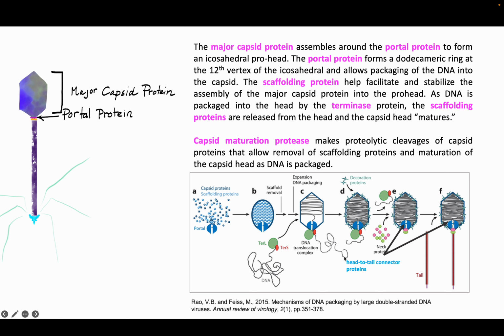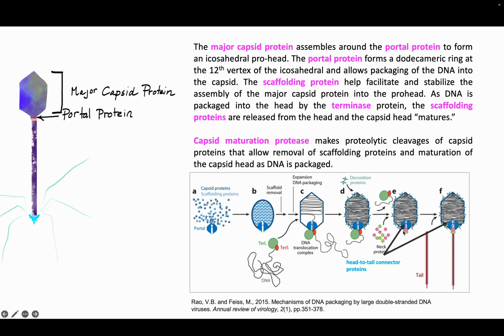The other thing I wanted to point out that's kind of nice in this figure, so the blue is showing the portal proteins. After the capsid is packaged with the DNA, there's some neck proteins that we call head-to-tail connector proteins. And there's usually 4 or 5 of these in a phage genome. I'm going to talk about these more on the next slide.